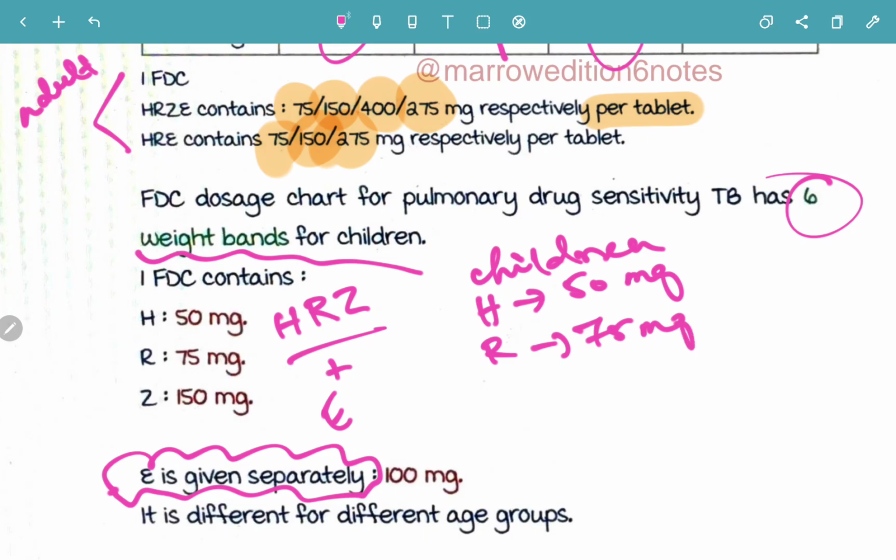And then pyrazinamide, what was the adult dose? 400, relatively less, right? So half will be around 150, so it's less than half. So pyrazinamide will be around 150 mg in children. So in children, isoniazid is 50 milligram, rifampicin is 75 milligram, pyrazinamide is 150 milligram.